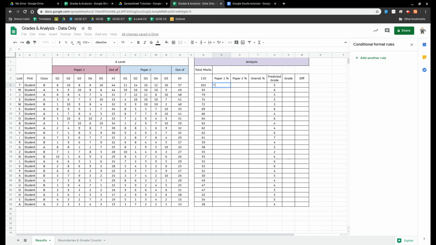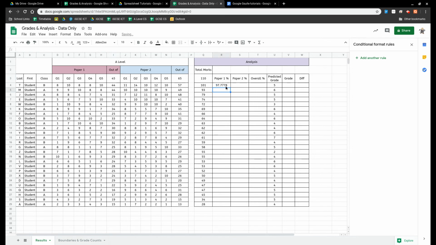So equals, I'm going to open a bracket here and take the amount of marks that they got and divide it, which is the / in spreadsheets, by the total marks for that paper, and close off those brackets, and then multiply the result of that by 100 so that we get a nice percentage. And I'm going to hit enter.